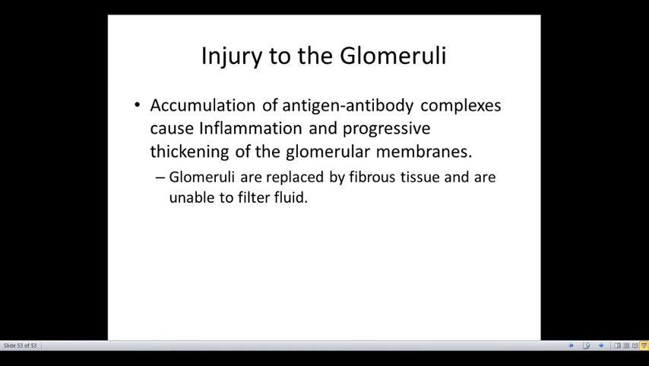In most cases, chronic glomerulonephritis begins with accumulation of antigen antibody complexes causing inflammation and progressive thickening of the glomerular membranes. And gradually the glomeruli are replaced by fibrous tissue and are unable to filter fluid.